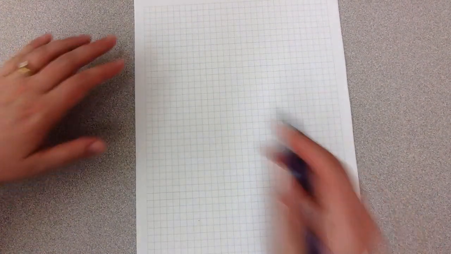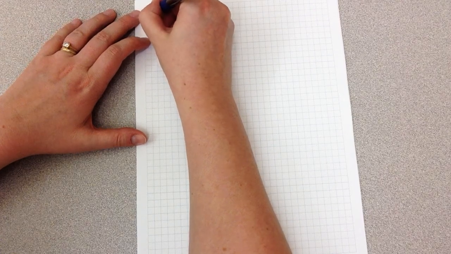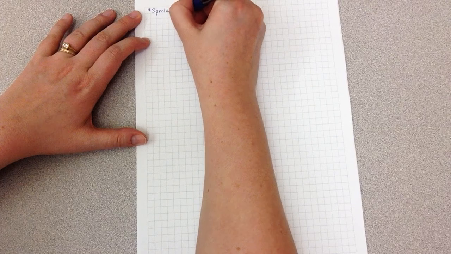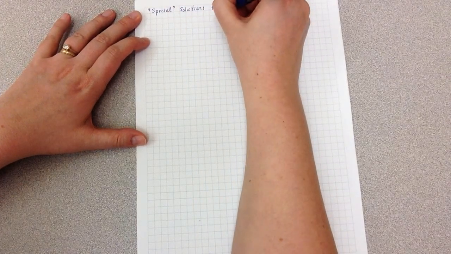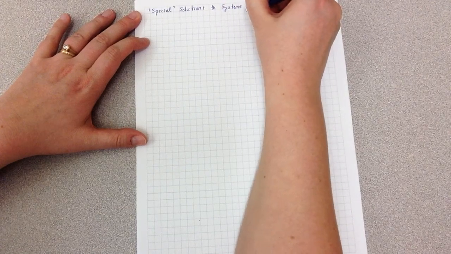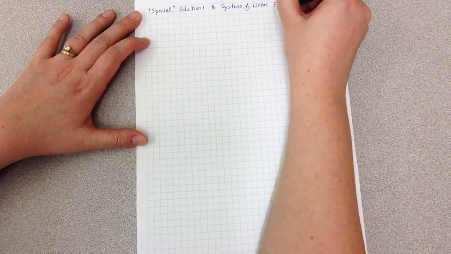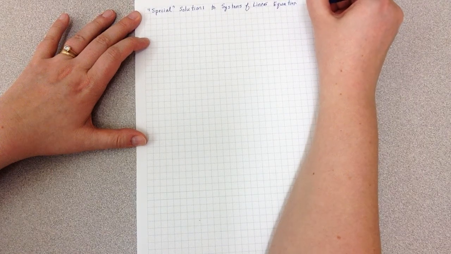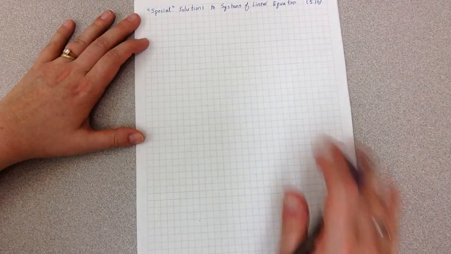So these notes are on a couple of examples of special solutions to systems of linear equations. And they go with section 5.10 in the book. So we're going to do two examples.